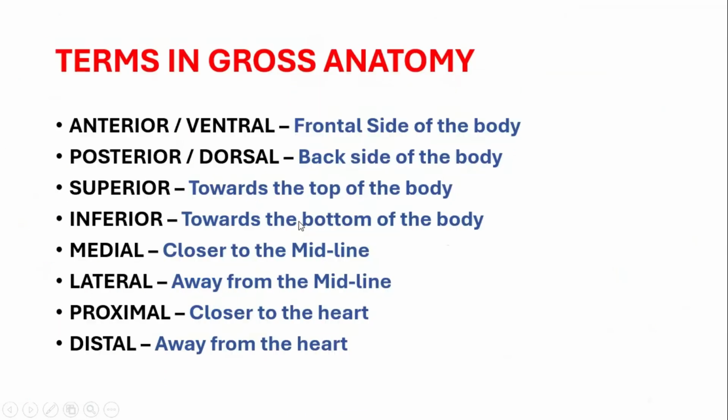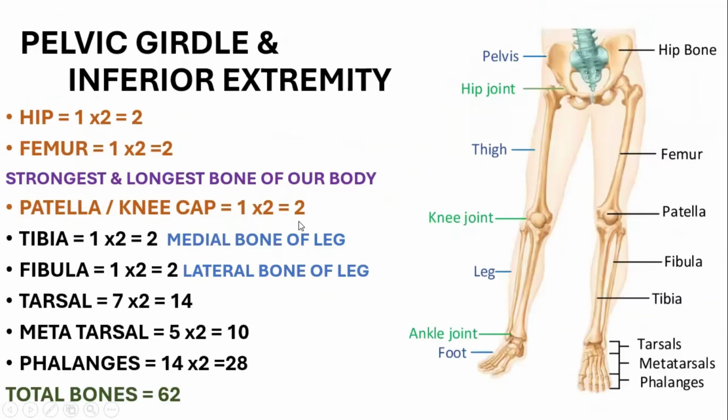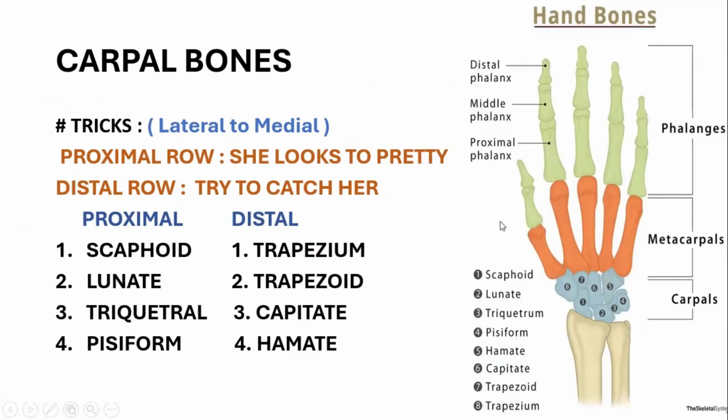So in that particular sense, this picture is wrong. This picture is not in anatomical position. But still we can study from this picture as well, no issue. So lateral to medial, and there will be 8 bones. In one row there will be 4, in another row there will be again 4.